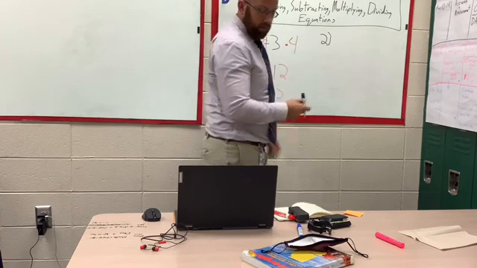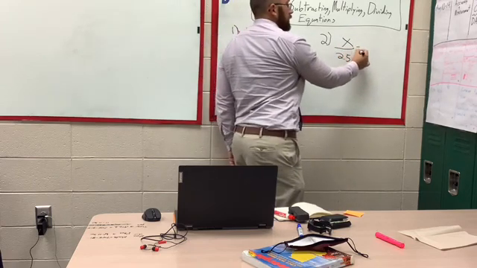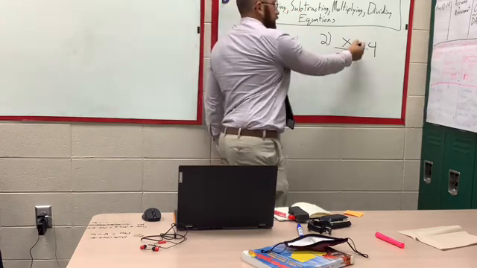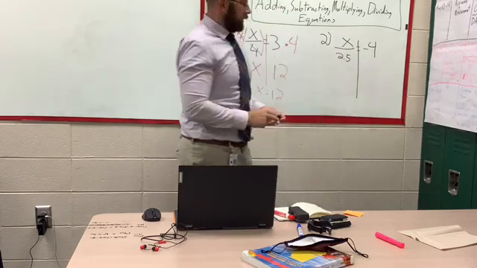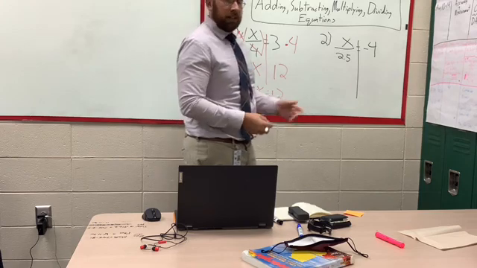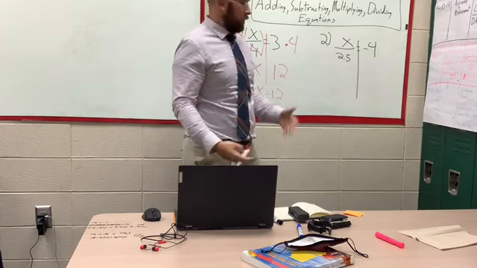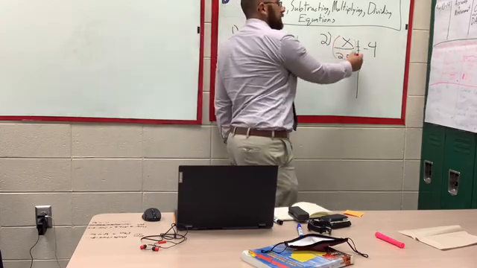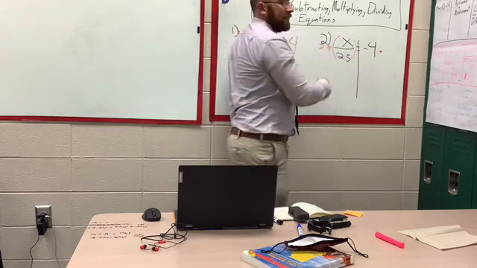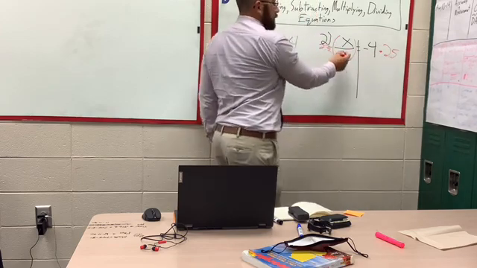And our last one is x over 2.5 equals negative 4. Same thing here. What is being done? Division. What is the inverse operation, or the opposite of division? Multiplication. So I multiply this whole side by 2.5. And what I do to one side, I have to do to the other side. So this cancels each other out.